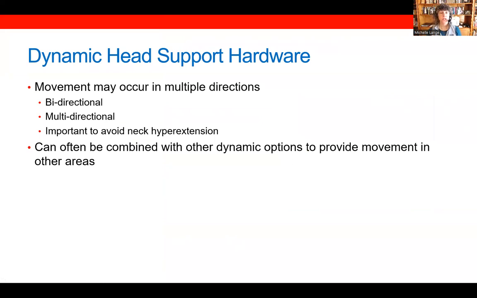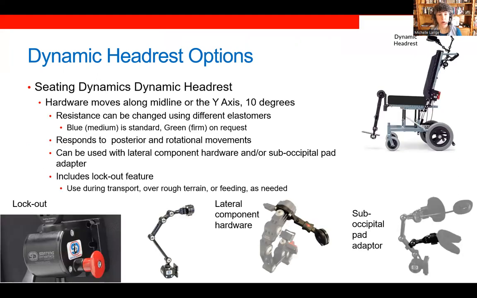And then finally, there's the dynamic head support hardware. Movement can occur in multiple directions. So there might be direction anterior, posterior, bidirectional. It might be multi-directional. Regardless, it's very important in the design to make sure that we're avoiding the person moving into neck hyperextension. We want simply the head to move rearward. And again, this can be combined with other dynamic options.